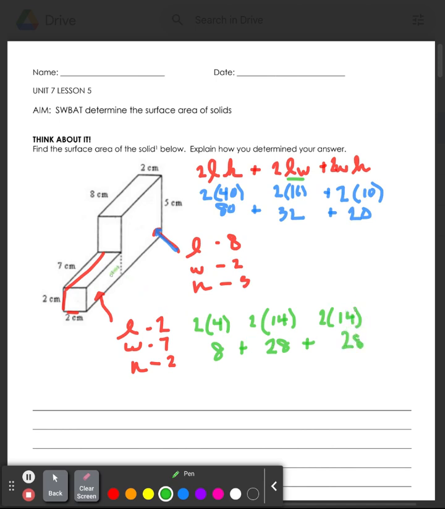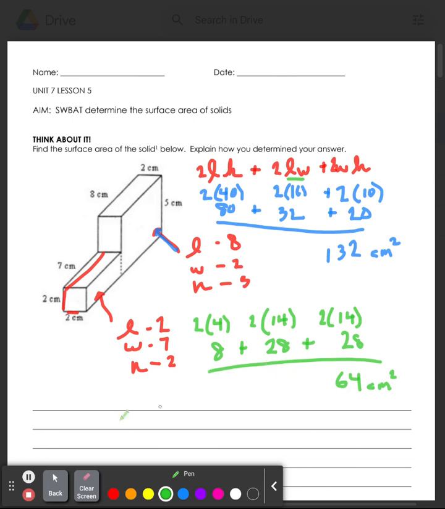Now, when we're looking at these two figures, we have this first one, and if you add all of this together, this is equal to 132 centimeters squared. We don't want to forget our units. And then when we add all of this together, this is equal to 64 centimeters squared. Now, if we were to add the two of these together, it would equal 196.